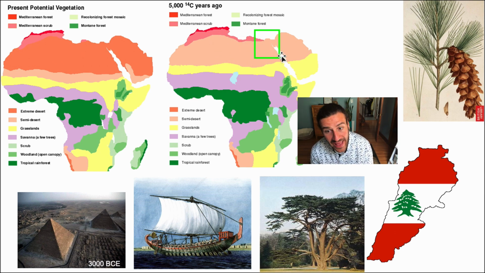Obviously, as time progressed, this area became drier and drier. These forests kind of retreated, and no longer did you have the means, the timber, to actually make these ships. In another unit, we're going to learn about forest management, and I do touch on this there, but ancient Egyptians actually had to travel to other places like Lebanon to get their wood, right?